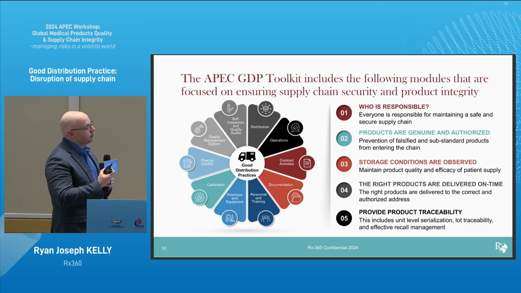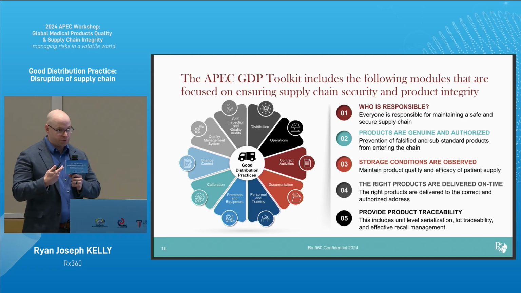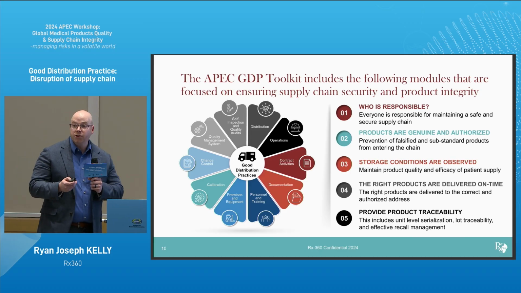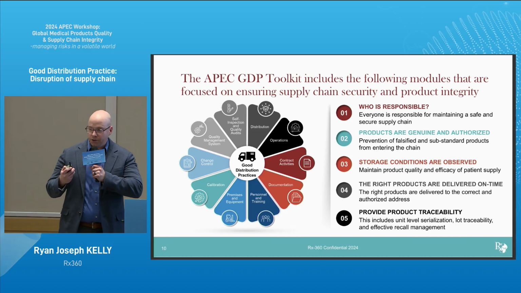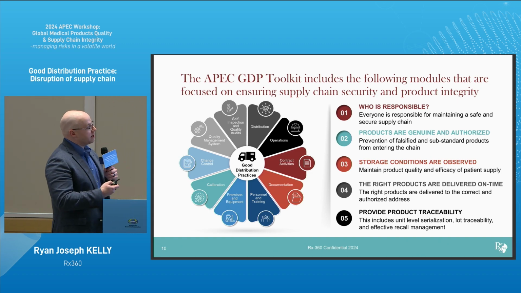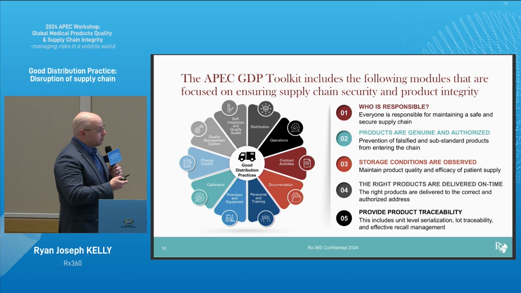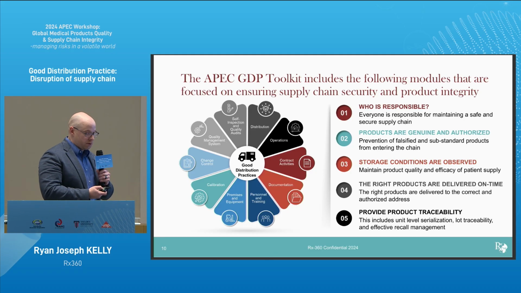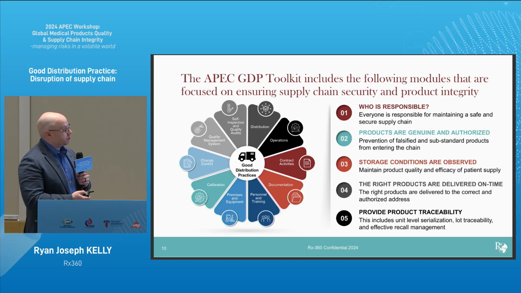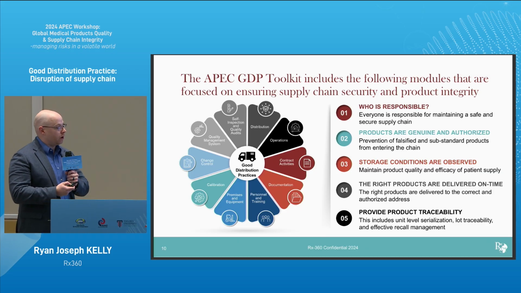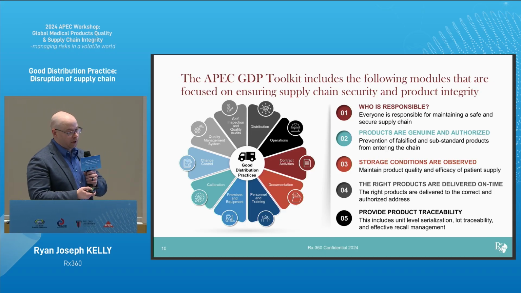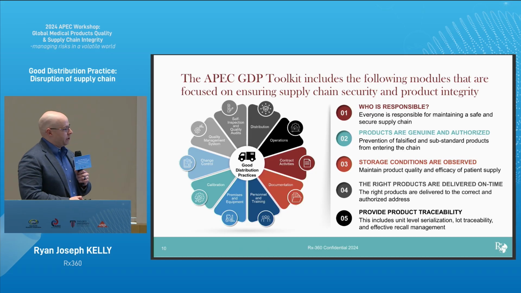And I think perhaps for me, in all of this, the biggest takeaway that I always stressed to my employees and my team when they would say, okay, who is responsible for that? In the supply chain, all of us are responsible for making sure that drugs are safe and effective in reaching our patients safely. We want to make sure products are genuine and authorized. We're preventing the introduction of falsified and substandard products into the supply chain. Our storage conditions are observed. We're maintaining product quality and efficacy. The right products are delivered in the right route, in the right way, on time, and we're ensuring product traceability throughout, which includes unit-level serialization, lot traceability, and recall management.